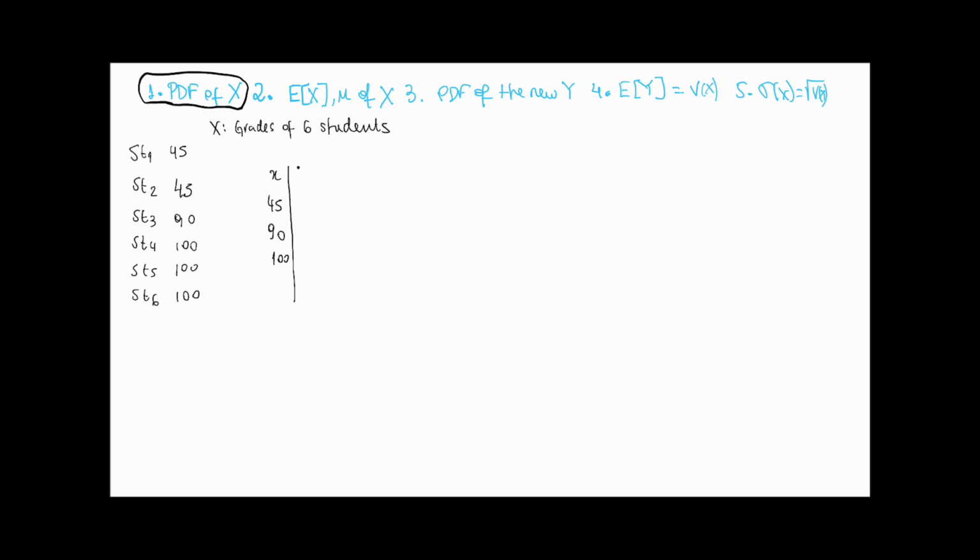The probability that I have a grade of 45 is 2 over 6, this situation and that situation. The probability of having a score of 90 is just one situation possible, it's this one, and the other one is 3 situations among 6. There you go. This is your PDF. Now, if you get the PDF, you can find mu.